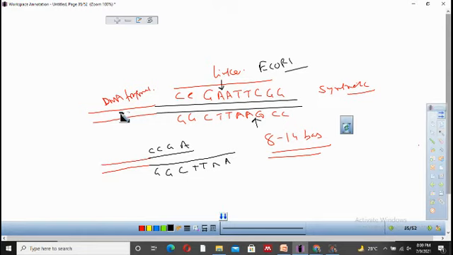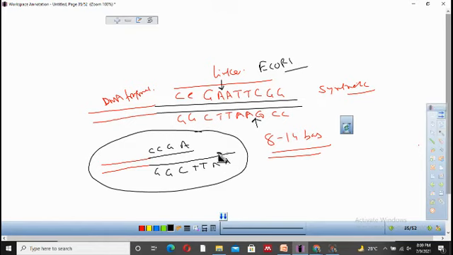Now this blunt end has been generated as a cohesive end. Now the ligation can proceed. On both sides the linkers are added. If linkers are added on both sides, then definitely it will generate the sticky end. And the adapter is the one with cohesive ends. This is the adapter with cohesive ends.